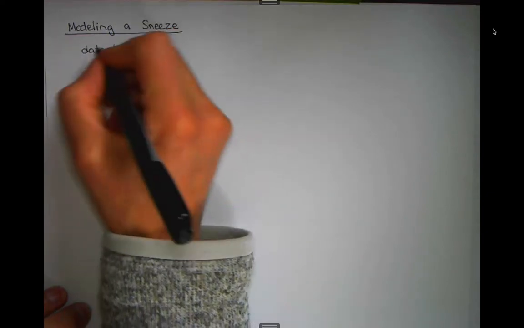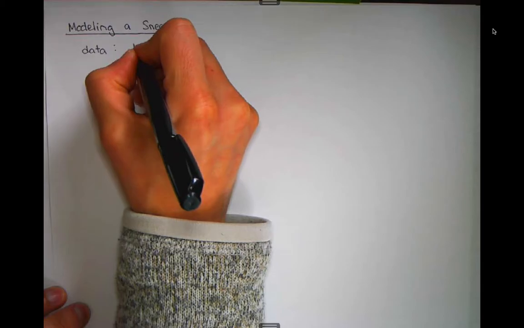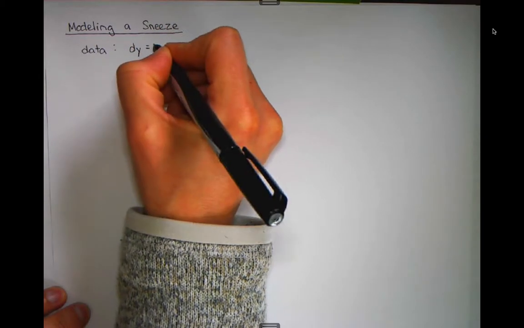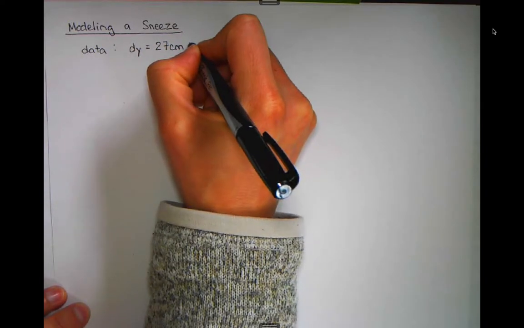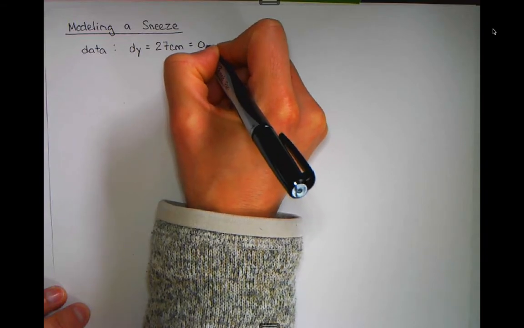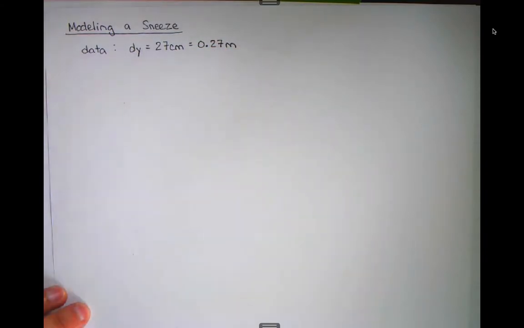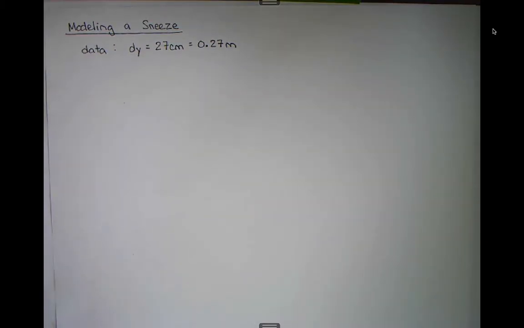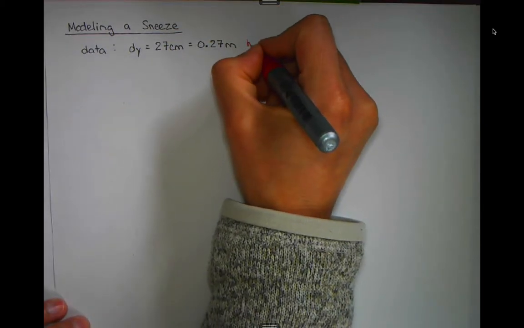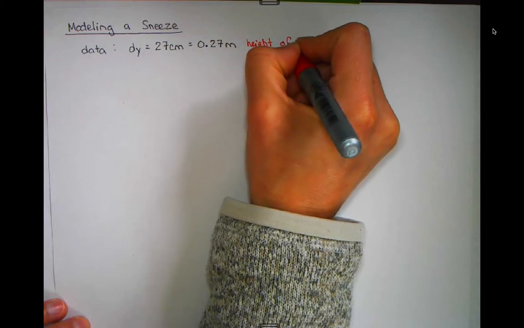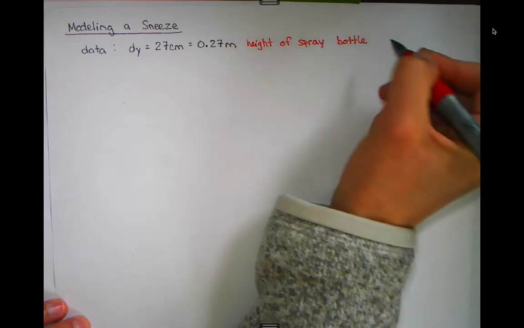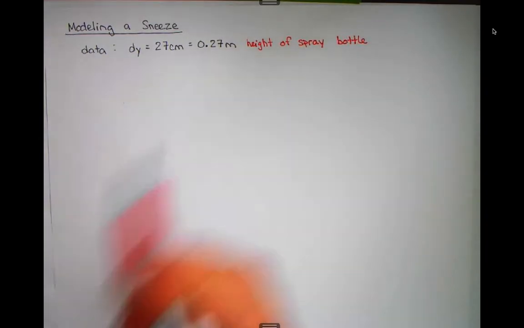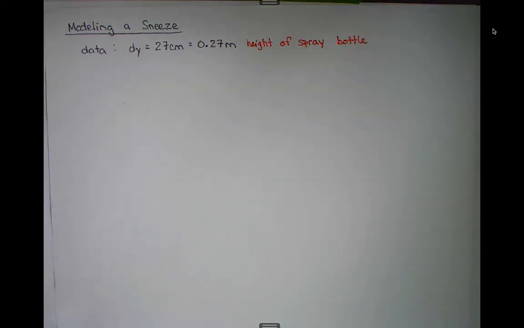So my initial data, the first thing I had here was the distance in the y direction. That's the height of the spray bottle. This was 27 centimeters, and I'm going to convert that to meters, divide by 100, so 0.27 meters. As a side note, I'm going to write down that this was the height of the spray bottle, measured from the ground up to wherever those sneeze particles were coming out.